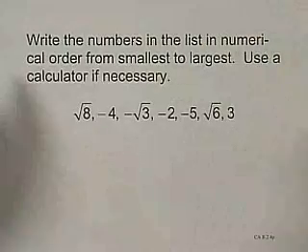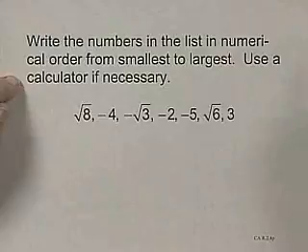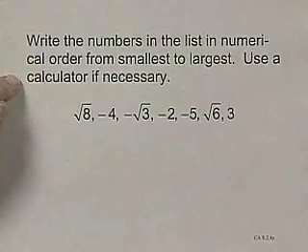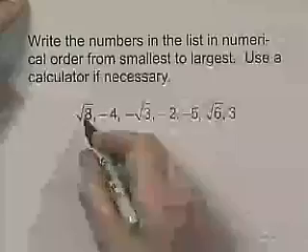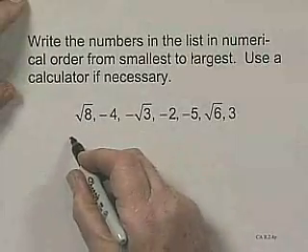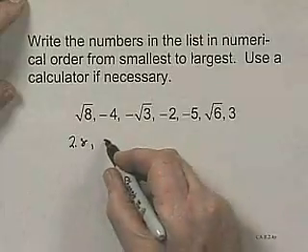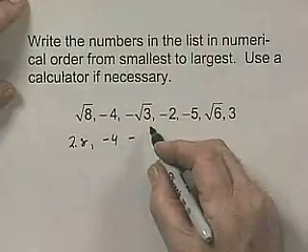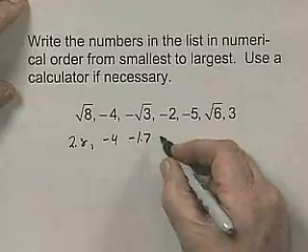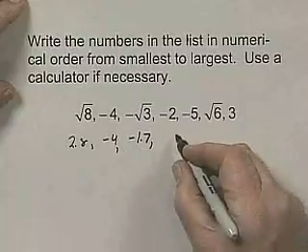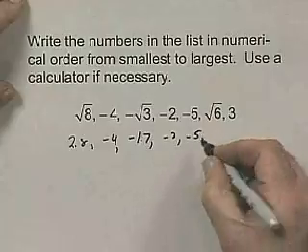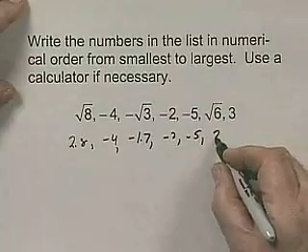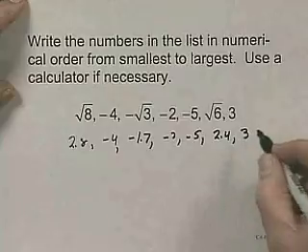Let us look at an example. Write the numbers on the list in numerical order from smallest to largest and use the calculator if necessary. First, we will write them in decimal form, rounding them off to the nearest tenth. The square root of 8 is about 2.8. Negative 4 is fine. The square root of 3 is about negative 1.7. Negative 2 is fine. Negative 5 is fine. And the square root of 6 is about 2.4. And then we have 3.